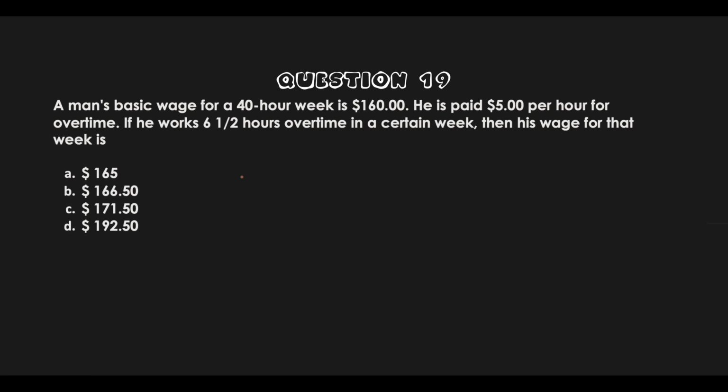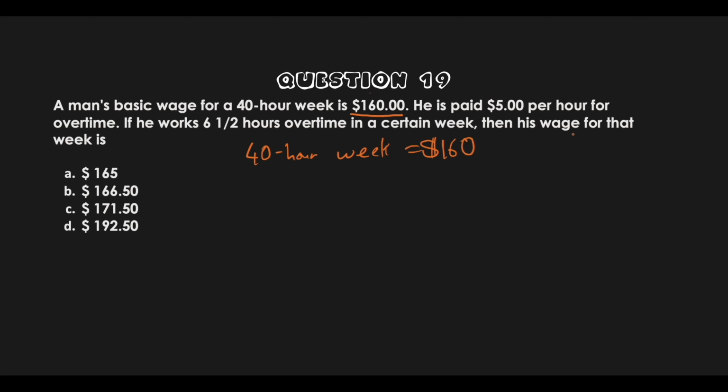$540. A man's basic wage for a 40-hour week is $160. He is paid $5 per hour for overtime. If he works 6.5 hours overtime in a certain week, then his wage for that week is? Okay, so let's start this off now. So $160 for this 40-hour week. So that's already his base.